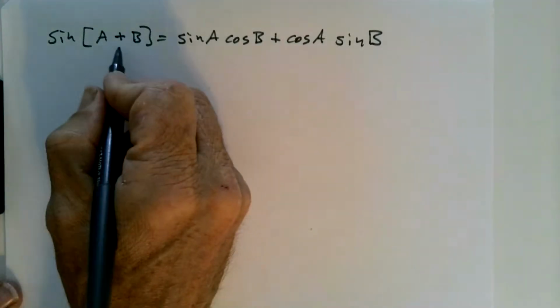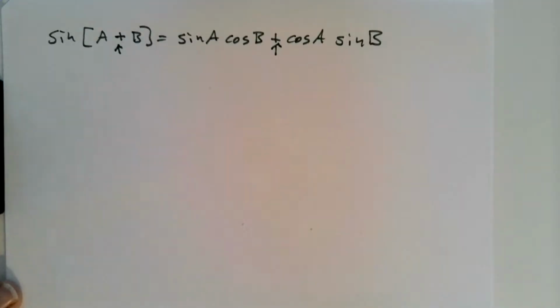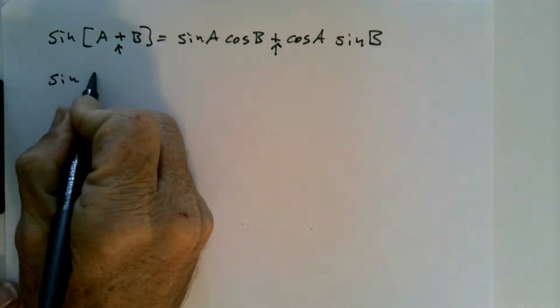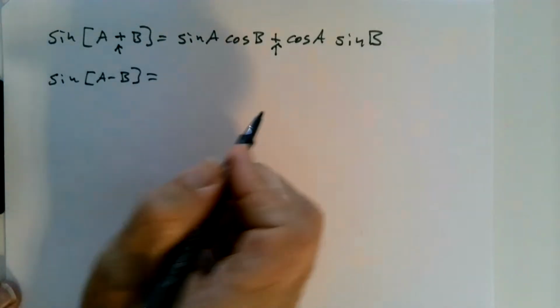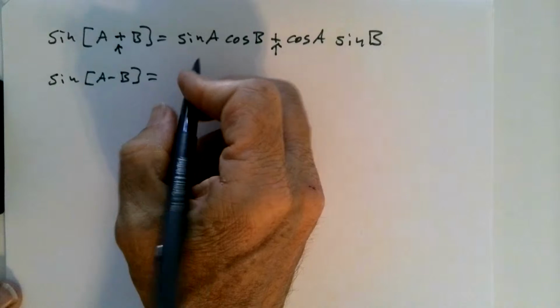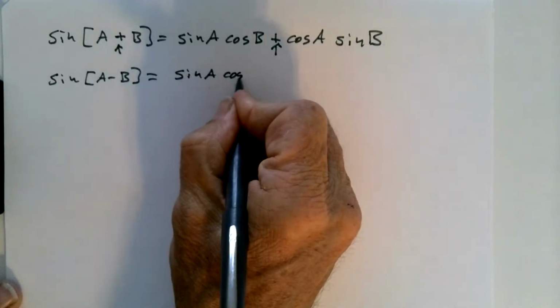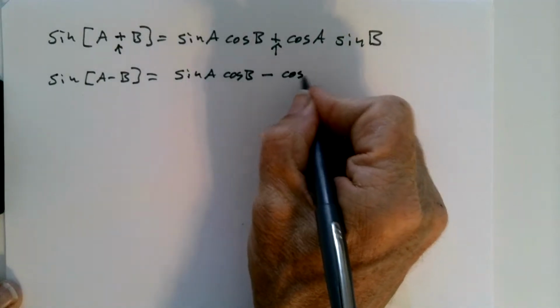And notice the signs are the same. For cosine, they flipped. For sine, they stay the same. Sine of A minus B is going to be what? Is going to be sine A cos B minus cos A sine B.